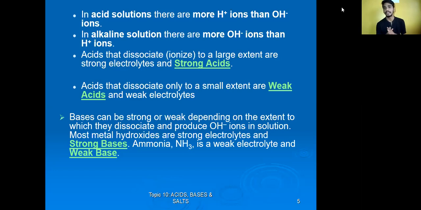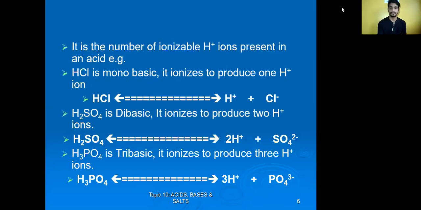So these are the things we have to understand. See what we are learning over here. It is the number of ionizable H+ ions present in an acid. Example, in the case of HCl, it is monobasic. Why is it monobasic? Because it's going to donate only one H+. Only one hydrogen ion is going to be donated. So that is termed monobasic.